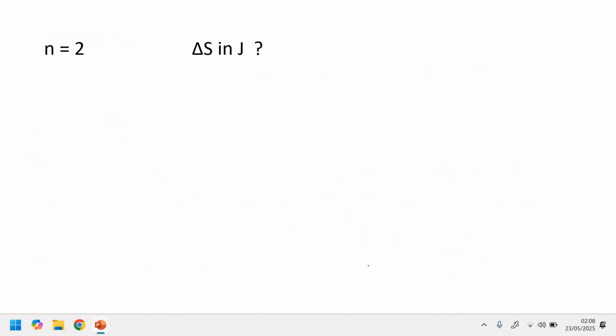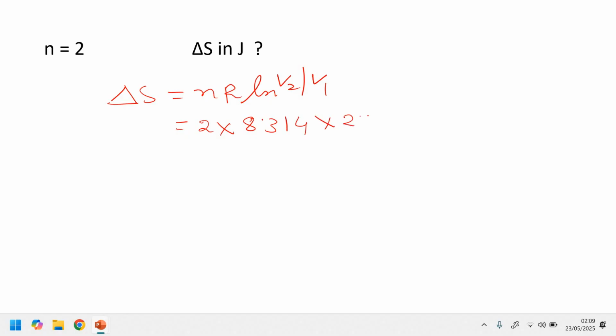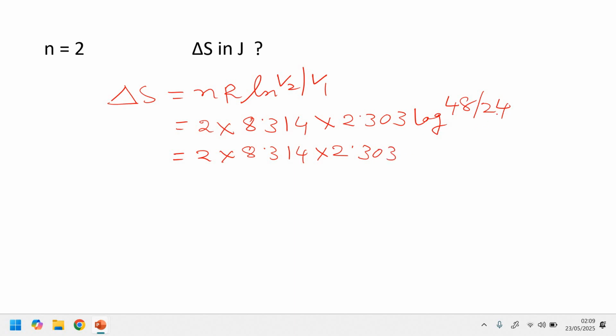Okay. Now you see. So n is equal to 2 and we have to calculate delta S. So delta S, temperature is constant, therefore it will be nR ln V2 by V1. n is equal to 2. R is equal to 8.314 into 2.303 into log 48 by 24. So, it is 2 into 8.314 into 2.303, that is log 48 by 24, that means log 2. Log 2 means it is 0.3010.